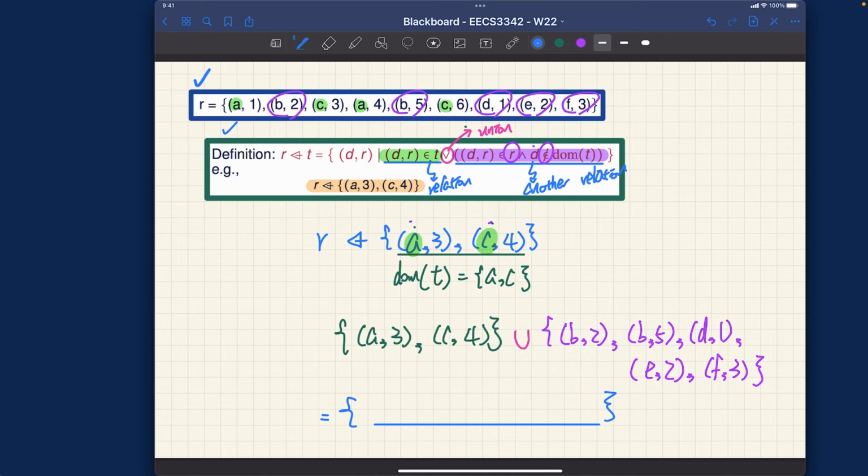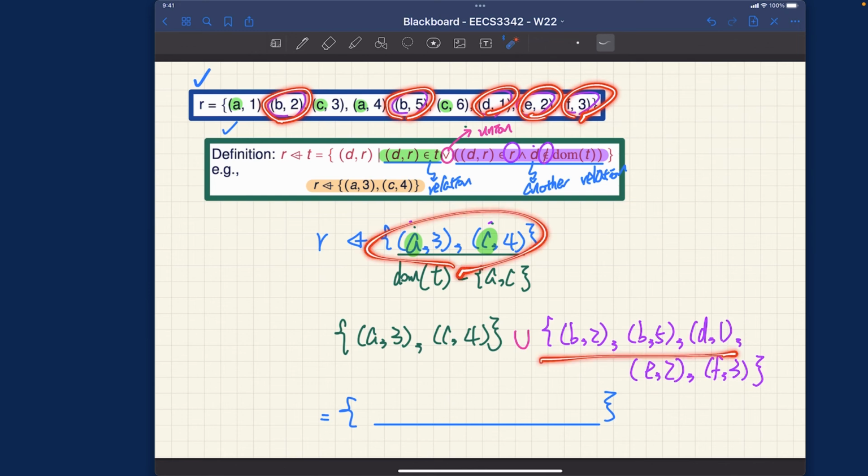And let me highlight again before we move on to the next slides. Whenever you consider overriding, you look at R is overridden by another relation T. Think about R over here ultimately is going to keep some ordered pairs and also have some ordered pairs replaced. The ones you would keep will be those whose first elements are not in the domain of the relation T over here. So that's why you can see that's the second set over here.